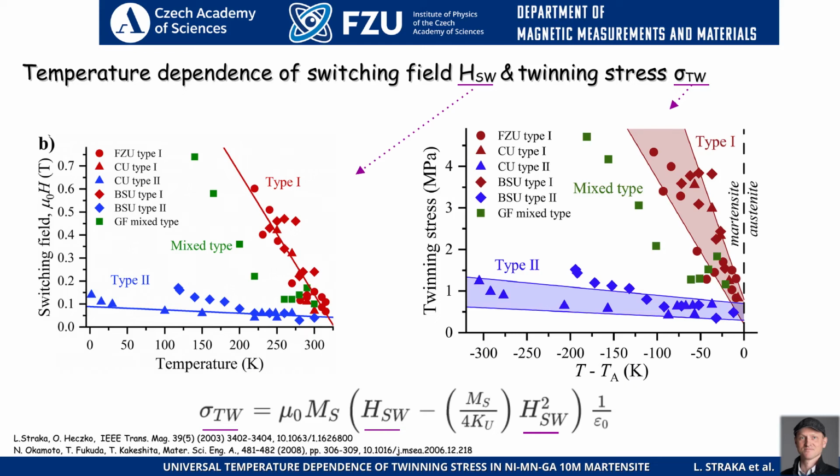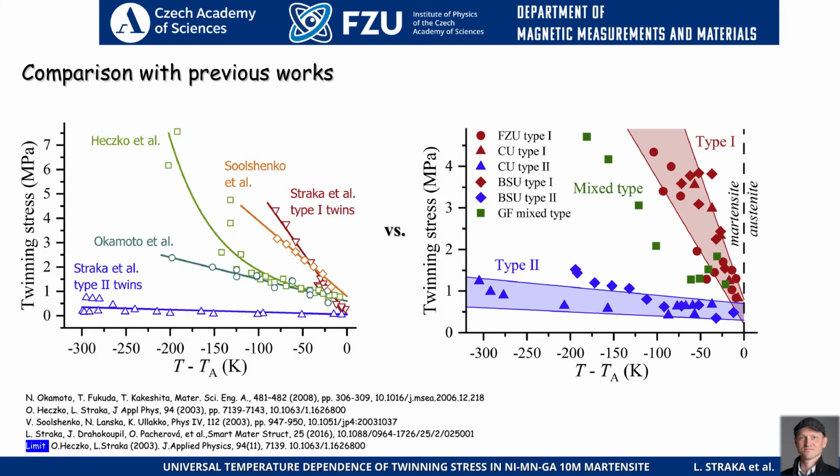And what is last to do is to compare with previous works, which are shown now on the left, and see how we can interpret these previous disagreements using our results. And yeah, so we have type 1 and type 2 twins. So this is very similar to what we obtained. So we are in correspondence with previous results.